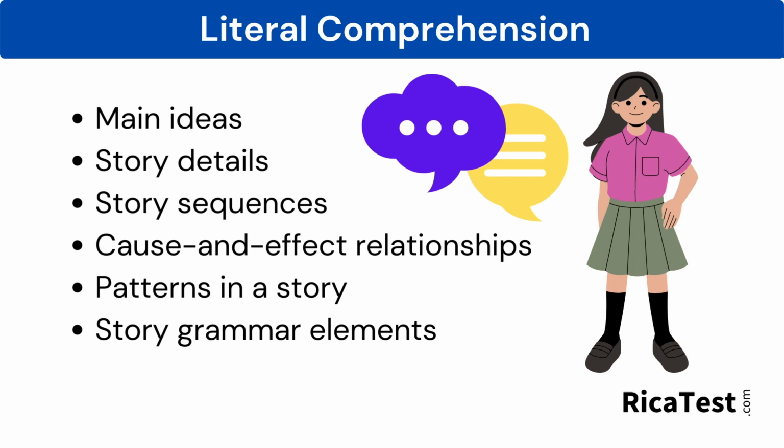A student who demonstrates knowledge of literal reading comprehension can do the following things. First, identify main ideas, retell details of the story, share sequences of a story, give cause and effect relationships, find patterns found in a story, and identify story grammar elements such as introduction, rising action, climax, falling action, and resolution.